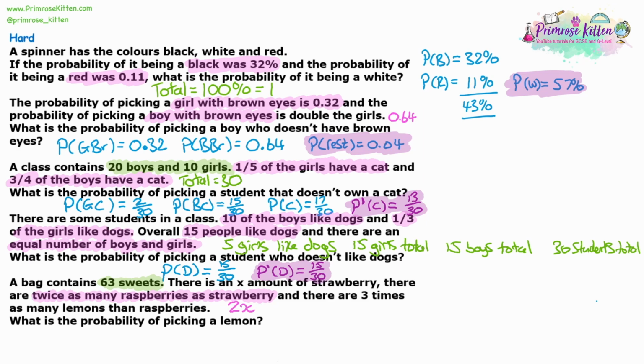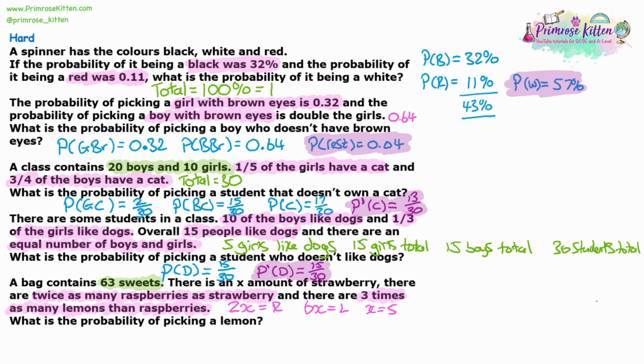Then there are 3 times as many lemons as raspberries. Do we have a number for raspberries? Well, we do. We wrote down 2X for raspberries. So 3 times 2X would be 6X. So if 2X is raspberries, 6X would be lemons. And then strawberries was just 1X.